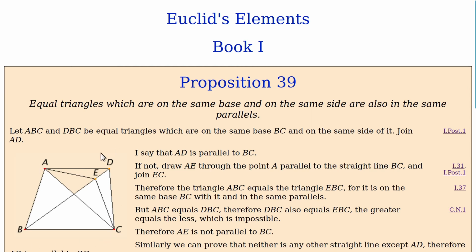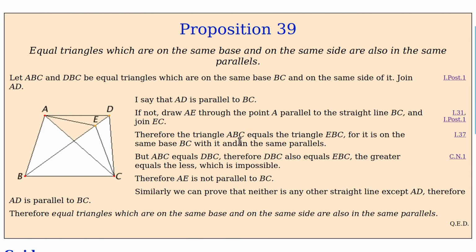Let ABC and DBC be equal triangles which are on the same base BC and on the same side of it. Join AD. Cool. I say that AD is parallel to BC. If not, draw AE through the point A parallel to the straight line BC. And join EC. Therefore, ABC equals EBC by the previous theorem, by 1.37, because they're on the same base and in the same parallels. Same base, same height. But ABC equals DBC.